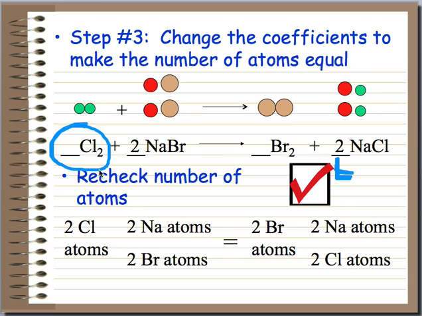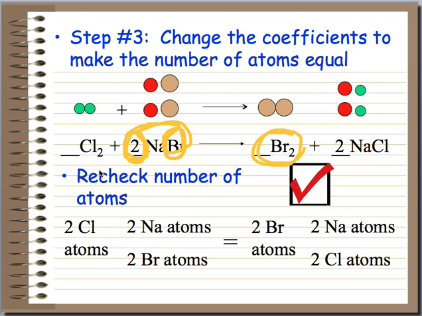That then impacts sodium. So sodium now has 2 on the product side, so I need to add a 2 on the reactant side. And now that has also impacted bromine. So I now have 2 bromines on this side, because we can distribute that 2 around, and I have 2 bromines on the product side.